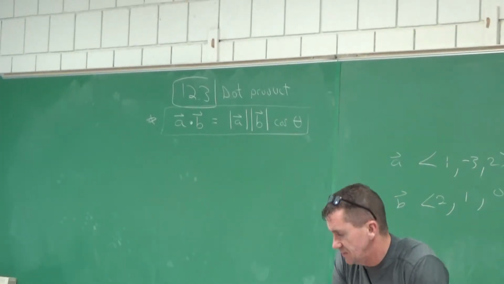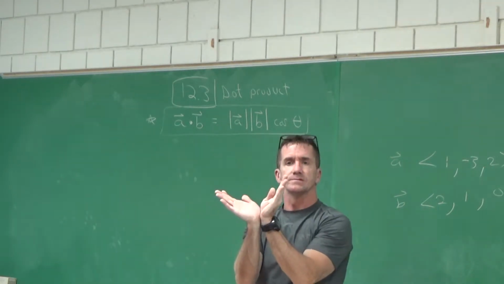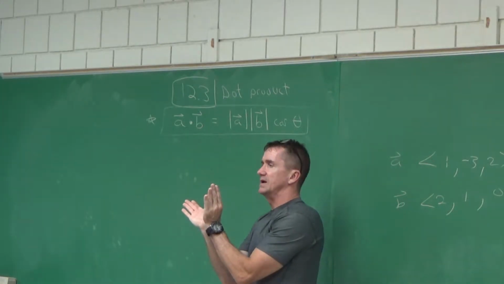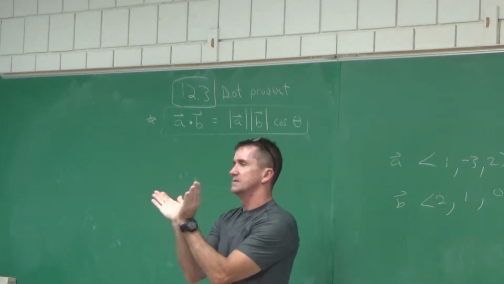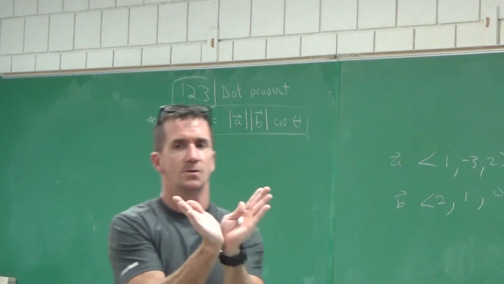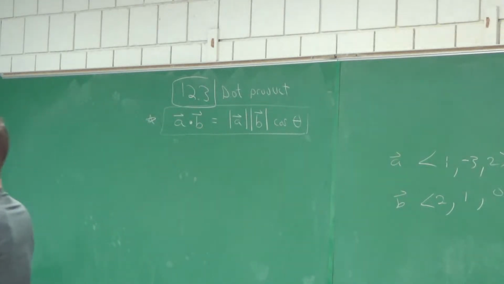Number one, it can tell us about two vectors that are perpendicular to each other at 90 degrees, right? What's the cosine of 90 degrees? Where theta, by the way, in that formula, is the angle between the two vectors. What's the cosine of 90? Cosine of 90 is 0. The cosine of 90 degrees is 0.